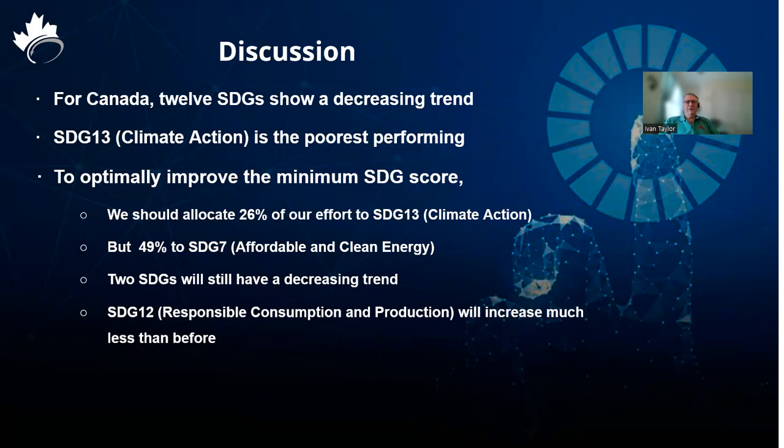And then when we decided to try to optimally improve the minimum SDG score, that is climate action, we would allocate 26% of our effort to climate action, but also we'd allocate 49% of our effort to affordable and clean energy. And this would result in only 2 of the SDGs still having a decreasing trend. However, it would lead to a slight problem with responsible consumption and production, which would not increase as much as before.